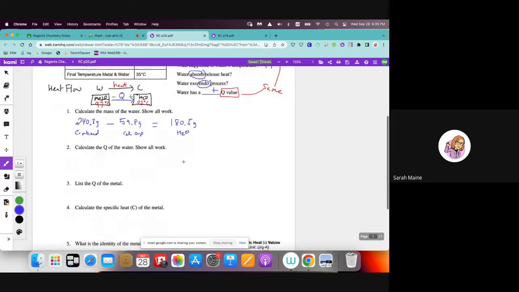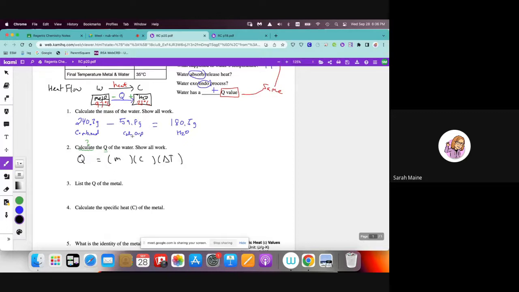Moving to the next one, it says calculate the Q of the water. Here we have this term calculate. This is our job. That's our unknown, and it points right up to variable Q. Take a look here. We only have one equation at this point that has a Q, so this must be Q equals M times C times delta T.